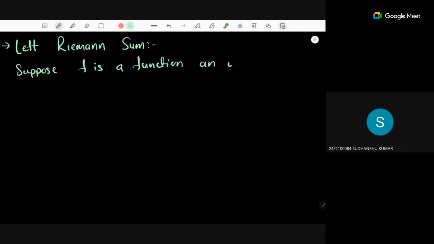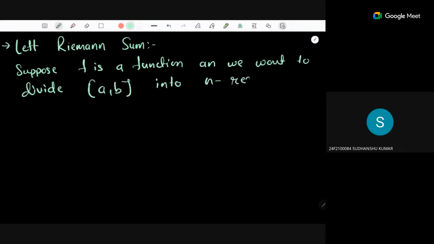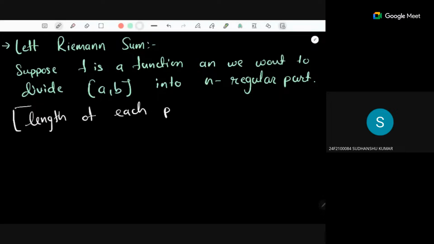and we want to divide the closed interval a comma b into n regular parts. Okay, whenever we want to divide a closed interval into n regular parts, it means we are taking the length of each regular part. So the length of each part will be (b minus a) by n.